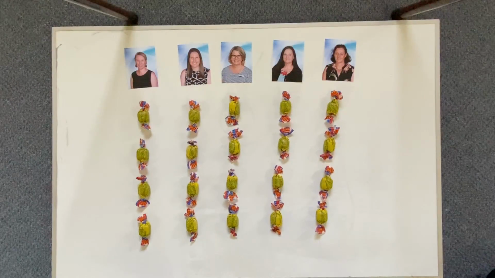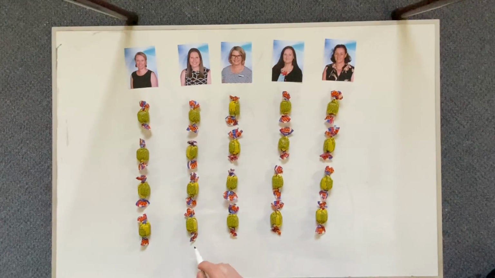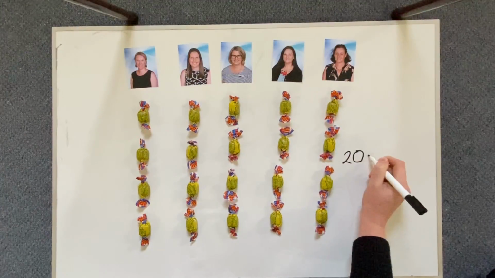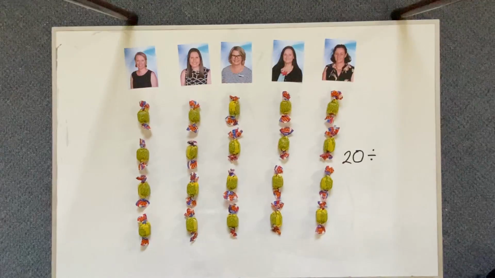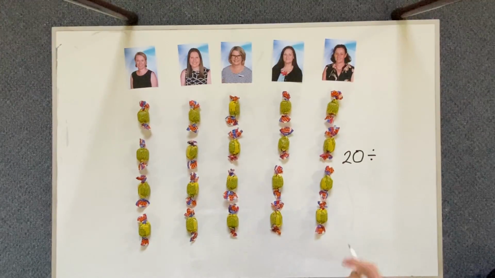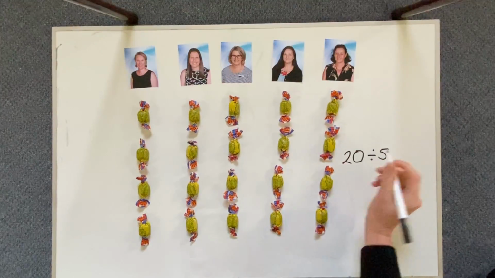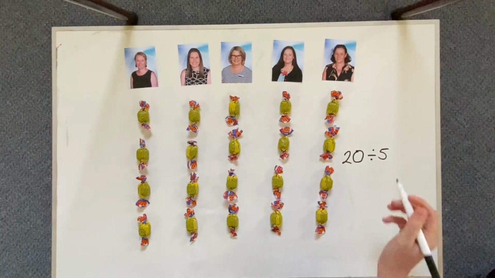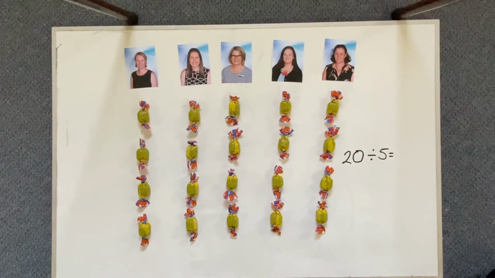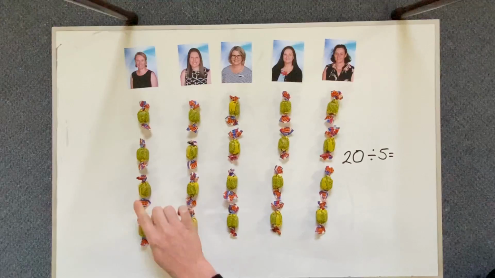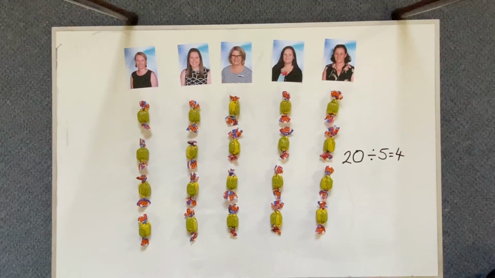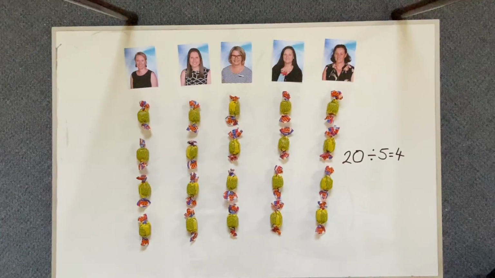If I was going to write this out, I would write it as 20 divided by, that's our symbol, 20 divided by 5, because we have 20 fantails and 1, 2, 3, 4, 5 teachers. My answer would be, how many does each person have? Let's count again. 1, 2, 3, 4. So my answer is 4 because we have 4 fantails each.